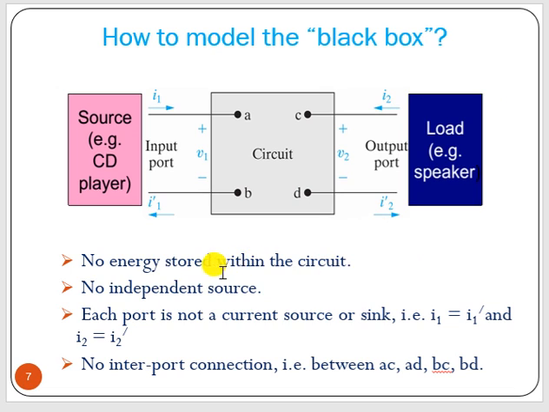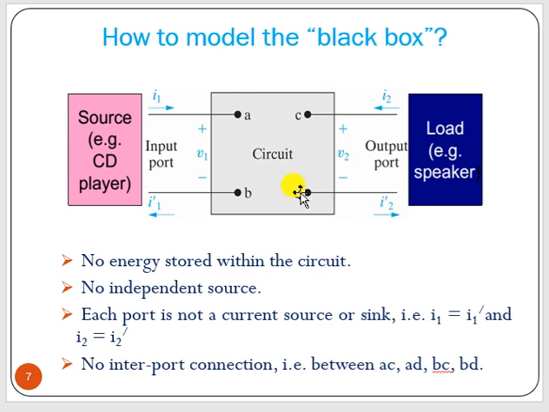Now no energy should be stored within the circuit, no independent source within the circuit, and each port is not a current source or sink. That means this current I1 which is entering, I1 dash leaving here in this terminal, both should be equal. Similarly, I2 entering, I2 dash is leaving. Those two currents must be equal, and there should be no interport connection.